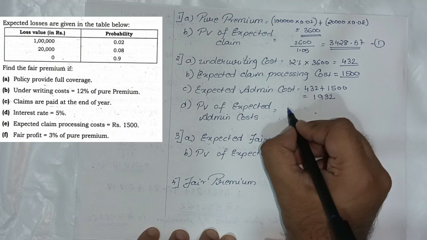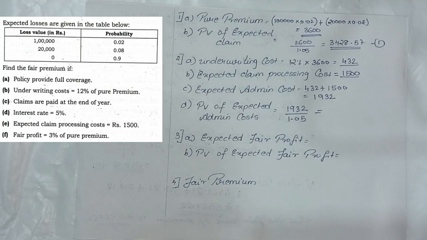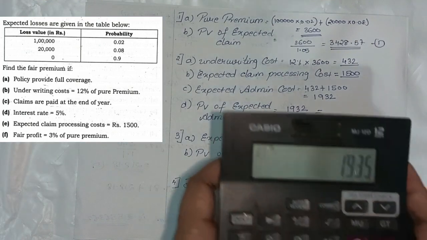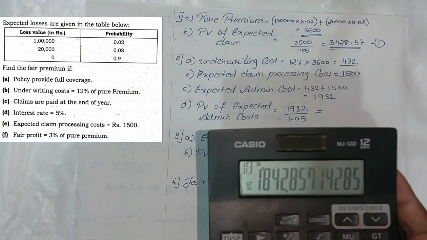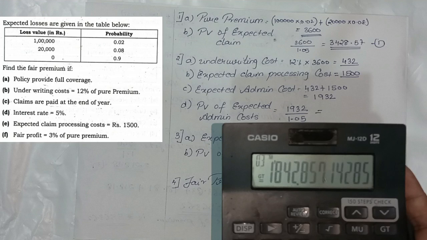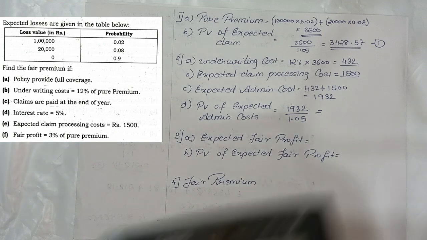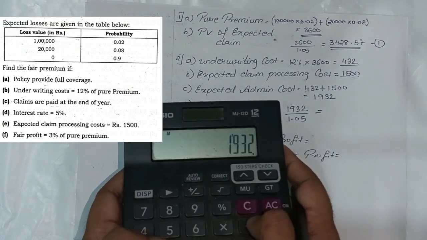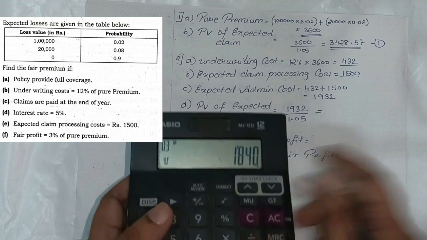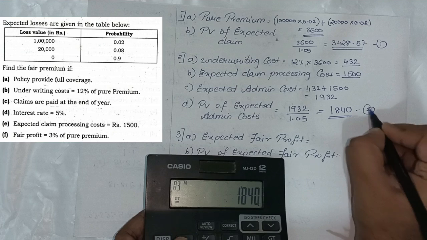So our expected PV will be 1,932 divided by 1.05. Again on the calculator, 1,932 divided by 1.05, we get the value as 1,842.85. Oh wait, I guess I had taken a wrong number, so I'll just take it again. 1,932 divided by 1.05, so it comes to 1,840. So 1,840, that's the second PV that we required.